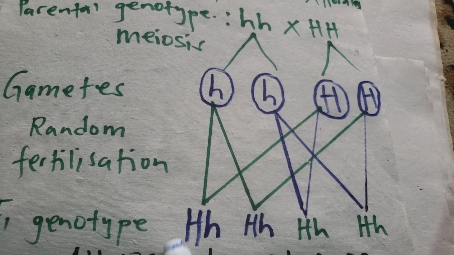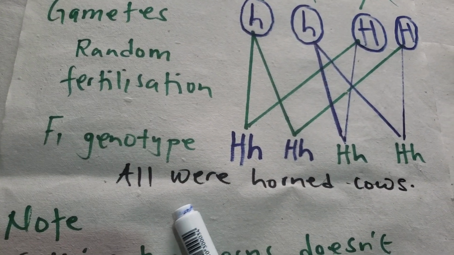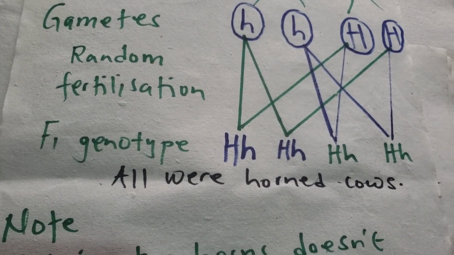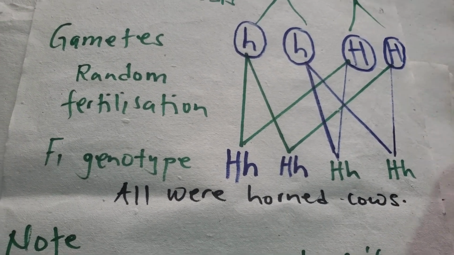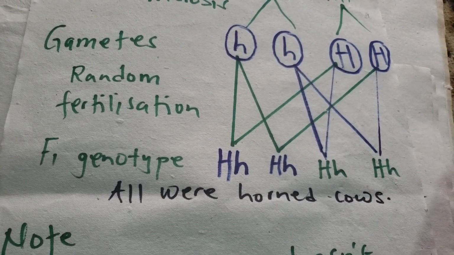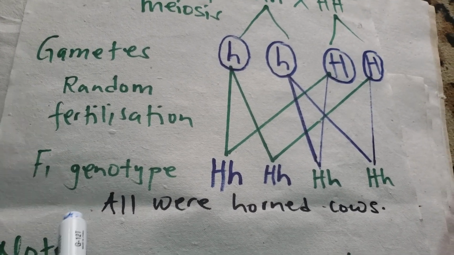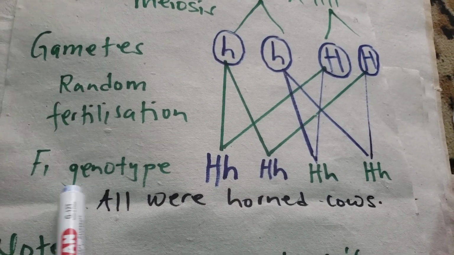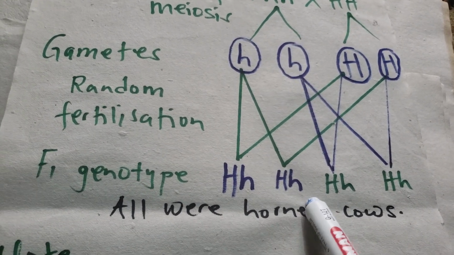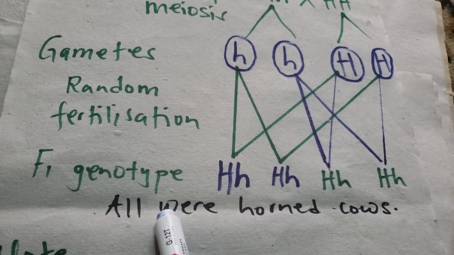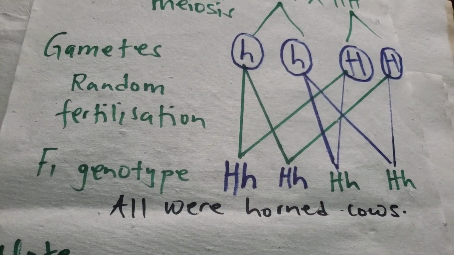Now if you remember our question, they told us to show the genotype and the phenotype of the F1 generation. Now this is the F1 generation. This is the phenotype of the F1 generation, and we say all were horned cows.